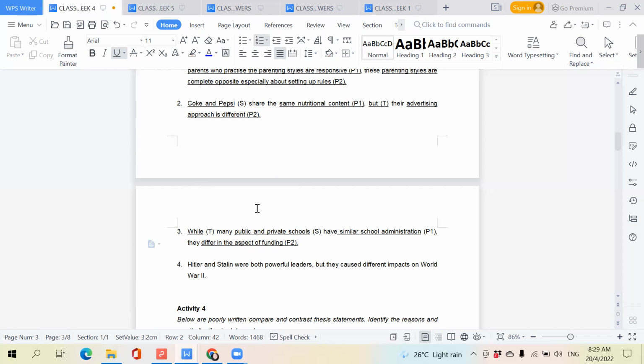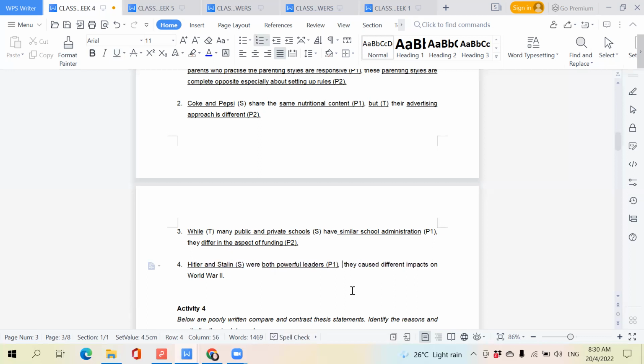Please remember that. Next, Hitler and Stalin were both powerful leaders, but they caused different impacts on World War II. Very clear cut, Hitler and Stalin are the subjects. Next, were both powerful leaders, this is the point of comparison. P1, we talk about similarity. Next, but they caused, or I can use however here.